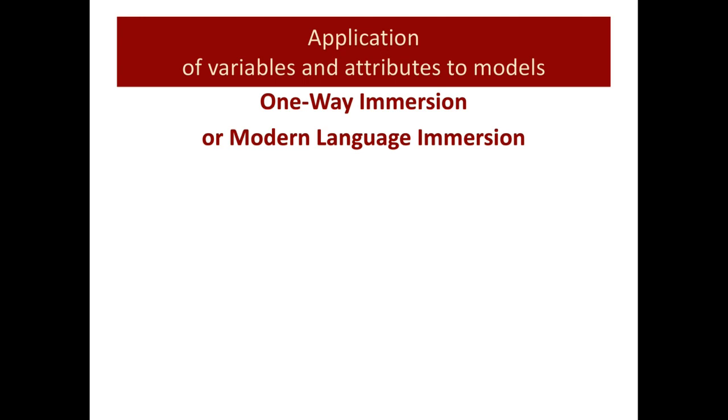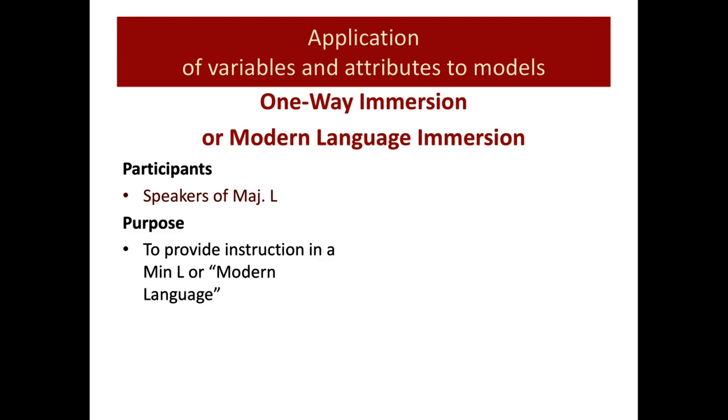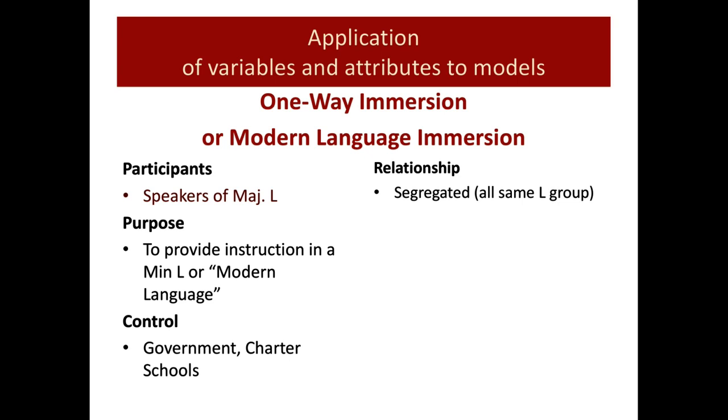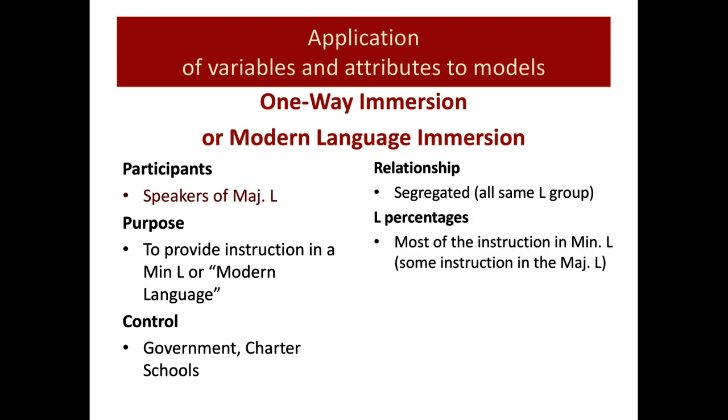One-way immersion or modern language immersion is often known as the Canadian immersion model. In this model, we have speakers of the majoritized language who are immersed in a minoritized language or a modern foreign language, right? So this allows children who already speak the majoritized language to learn another language. So these are government schools, charter schools sometimes, and these students are generally segregated. They start together. They're all in the same language group, speakers of the majority language. Most of the instruction occurs in the minoritized language with some instruction in the majoritized language.